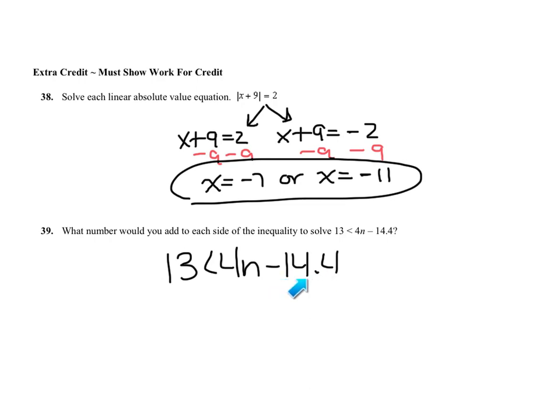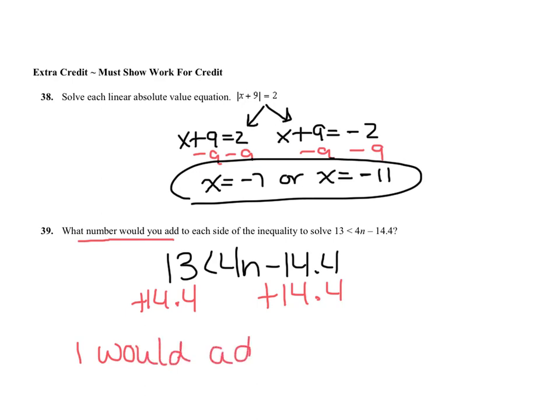We need to move this number, and how do we move it? Well, it's a subtraction, and how do you get rid of subtraction? By adding. So we're going to add 14.4 to both sides. And that's what it was asking: what number would you add to each side? I would add 14.4 to both sides. So if you got that right, you got a bonus point.